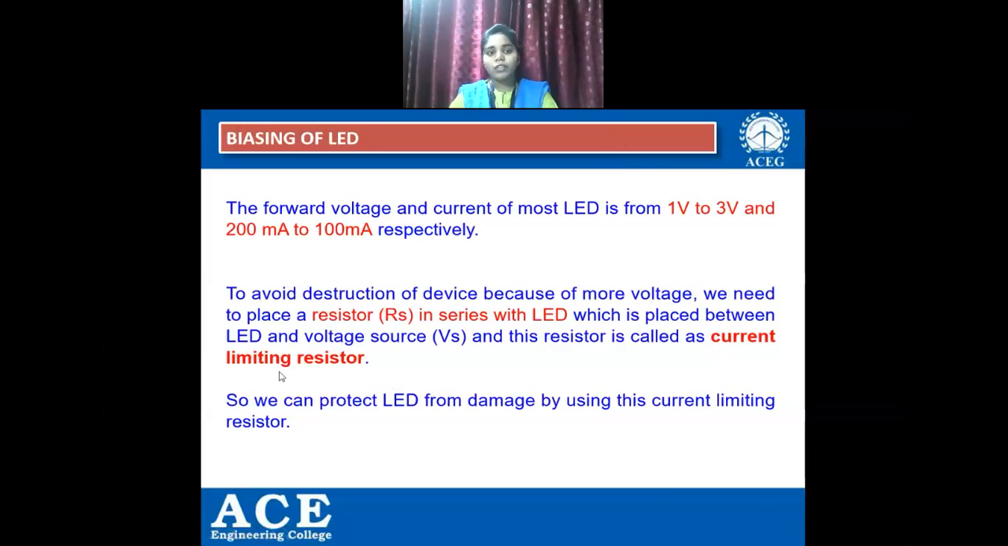To avoid destruction of a device, what we are placing? A resistor in series with LED, right? This resistor is known as what? Current limiting resistor. You can see here. To avoid destruction of device because of more voltage, we need to place a resistor RS in series with LED, which is placed between LED and voltage source Vs, and this resistor is called the current limiting resistor. So we can protect LED from damage by using the current limiting resistor. Clear?